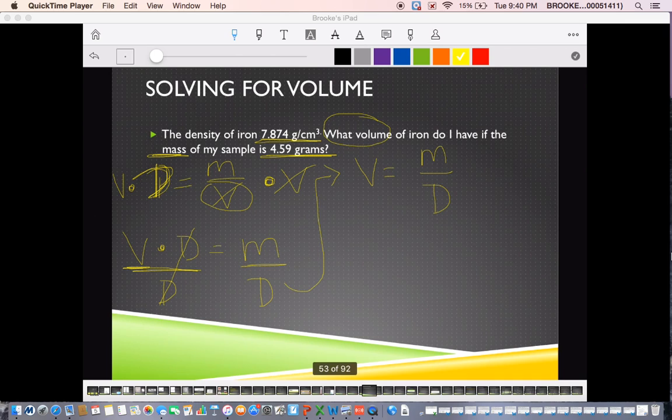Now we can go ahead and plug in the numbers. So it said that our mass is 4.59 grams. This makes sense because we know grams are a measure of mass. So we take 4.59 grams and we divide by our density, which was actually given to us before it gave us our mass, so that might be a little bit confusing. Make sure you read carefully. And our density is 7.874 grams per centimeter cubed.